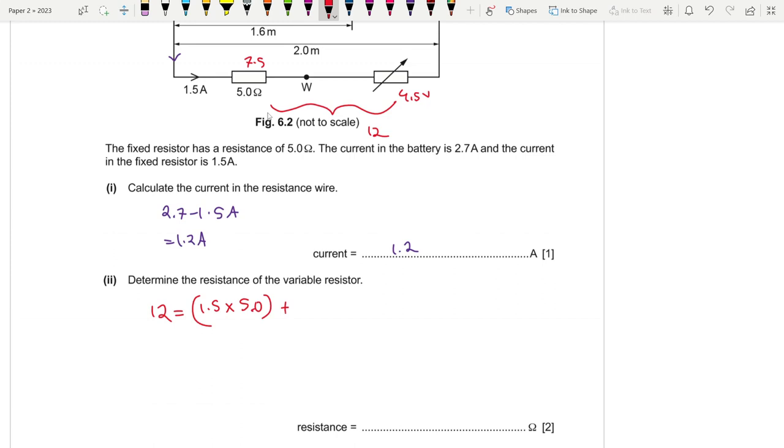So we need to find out the resistance of the variable resistor. So we can just write IR, right? 1.5 times the resistance of the variable resistor. So that gives us a value of 1.5. 12 equals 1.5 times (5.0 plus R). 12 by 1.5 is 8. 8 is equal to 5 plus R. So R is actually equal to 3 ohms. Okay, that's good.